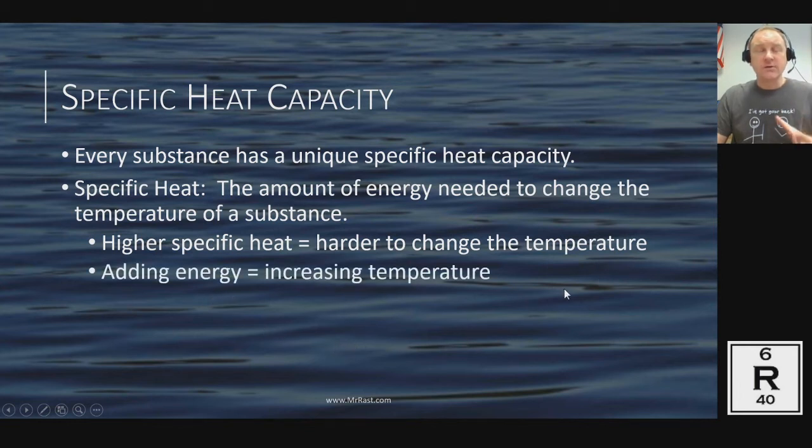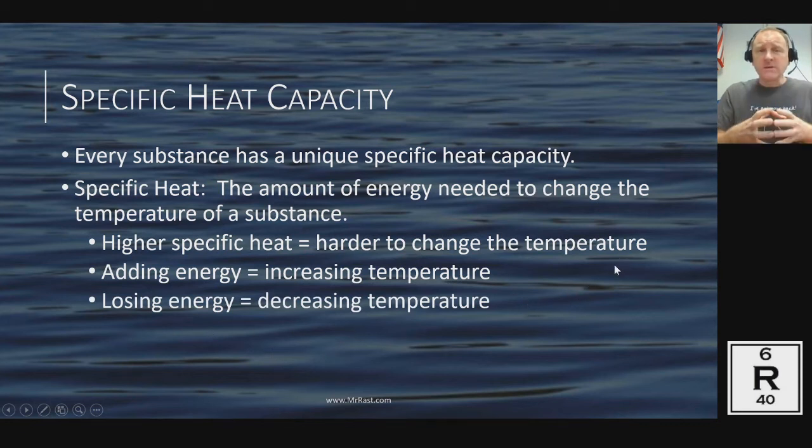Adding energy increases the temperature. So when you add energy to something, if it changes its temperature quickly, then that would mean it's got a low specific heat. If you add energy and it takes a long time for it to heat up, that means it's got a high specific heat. That's what I'm saying here. Higher specific heat, it's harder to change the temperature.